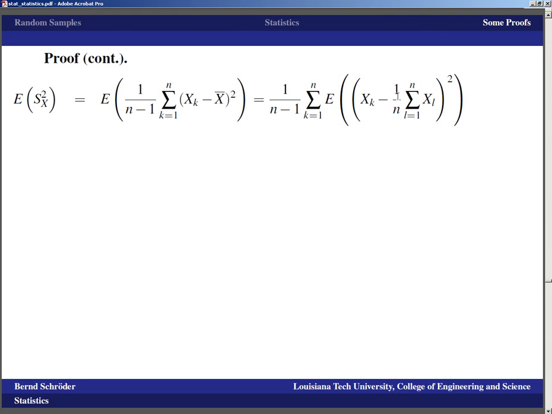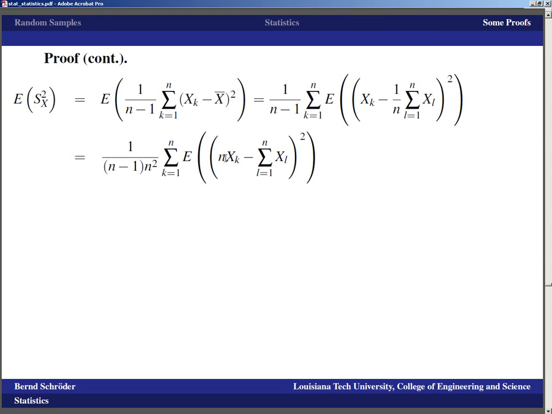I would much rather not have this 1 over n, so I'm going to factor a 1 over n out. That'll come out as a 1 over n squared, right? Because if I take a 1 over n out of the parentheses, that gets squared. And so what I get is 1 over n minus 1 stays with me. The 1 over n squared comes from pulling out the 1 over n. We keep the sum, we keep the expected value.